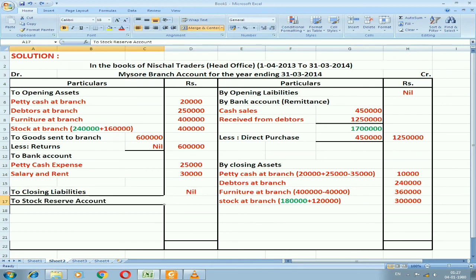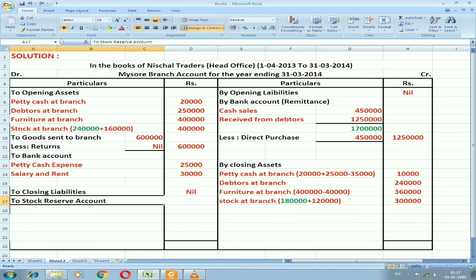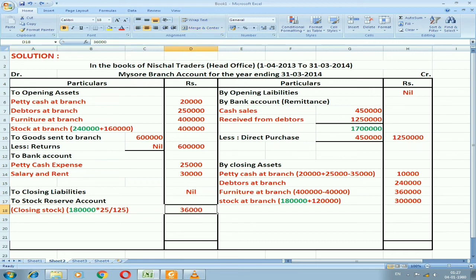Then we need to record the main entries, that is stock reserve. For this we need to check how much percentage margin they have given. Cost plus 25%, that is the profit on cost they have given. On the debit side, stock reserve related to closing stock will be taken only on the goods sent by the head office, because that will only include invoice price. That is 1,80,000 into 25 divided by 125, amount of rupees 36,000.